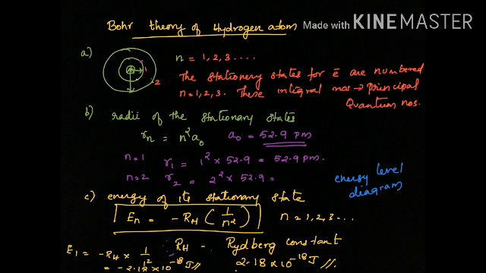Okay. So these are the main three points that we need to consider in the Bohr theory of hydrogen atom. The first one is, we can number the stationary states for the electron. We can number them as 1, 2, 3, etc. We call them the principal quantum numbers. We can measure the radii of the stationary states using the formula Rn is equal to n square into A0. Then we can measure the energy of the stationary state by using the formula En is equal to minus RH into 1 by n square, where RH is the Rydberg constant. Its value is 2.18 into 10 raised to minus 18 joule.